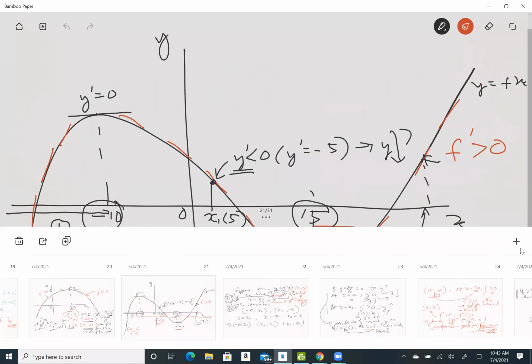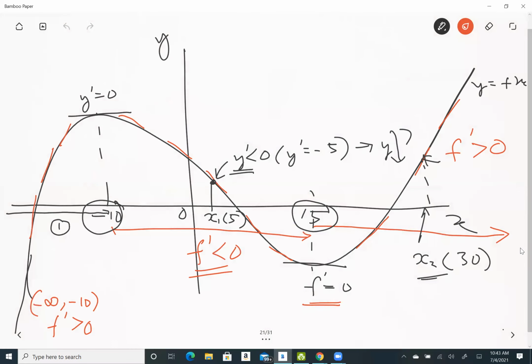Okay, so here you have 2 critical points. y prime equals 0 at x equal to -10 and x equal to 5. First you consider the first critical point, x equal to -10. There will be 2 intervals, one to the left, one to the right. Similarly you do for 5, the second critical point: one interval to the left, one interval to the right.